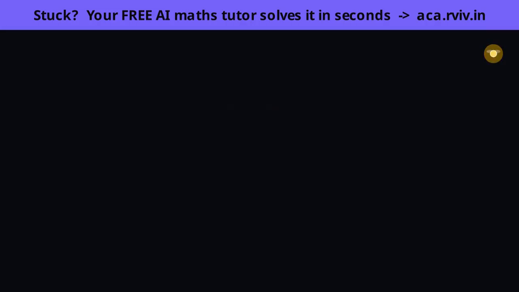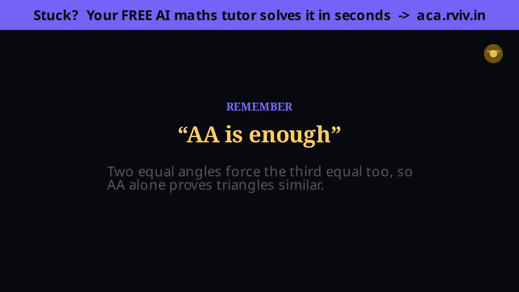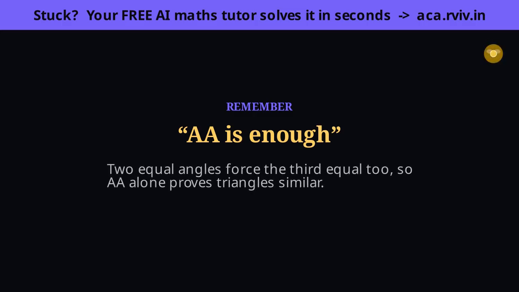Here's a memory hook worth its weight in marks. AA is enough. It sounds too good. Surely you'd need all three angles? But the angles of any triangle add to 180. So once two of them match between the triangles, the third is forced to match too. It has no room left to be anything else. That's why two equal angles alone prove similarity. So never waste time checking the third. AA already has it.